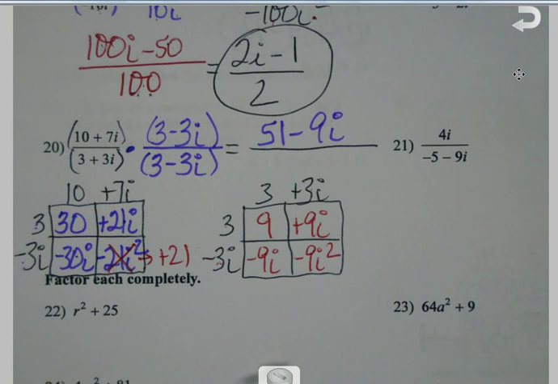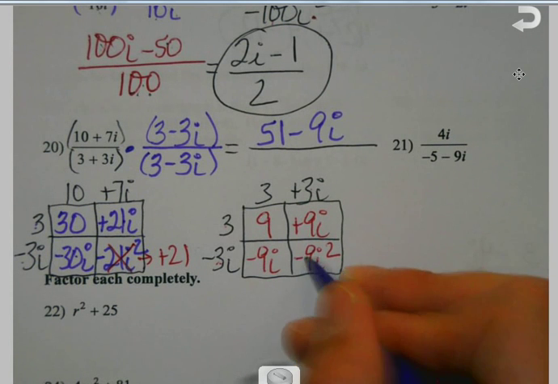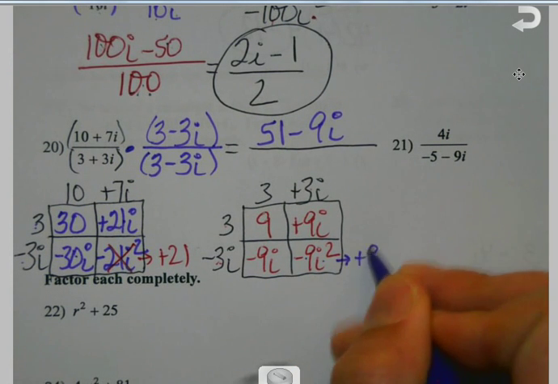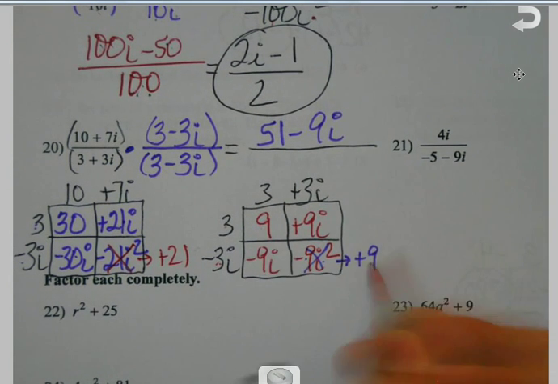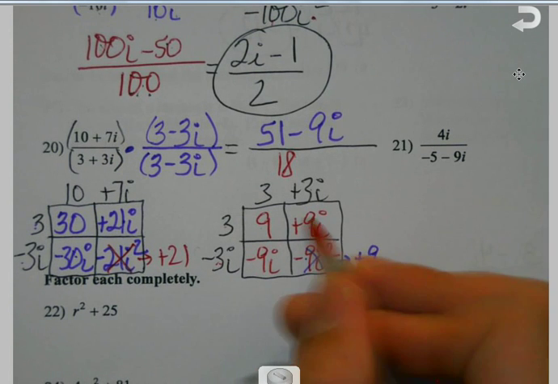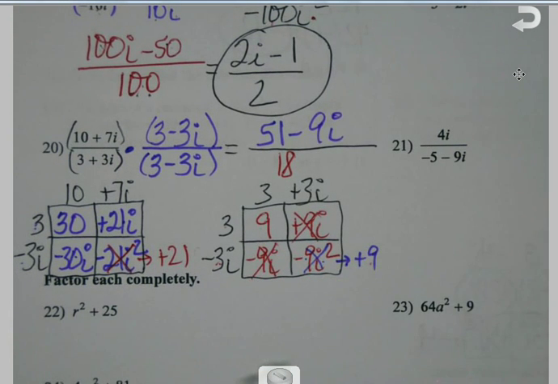Once again, I see an i squared. Got to fix that. Negative 9 times negative 1 is positive 9. So let's see here. 9 plus 9 is 18. Positive and negative 9 cancel. That's the way it's supposed to work.